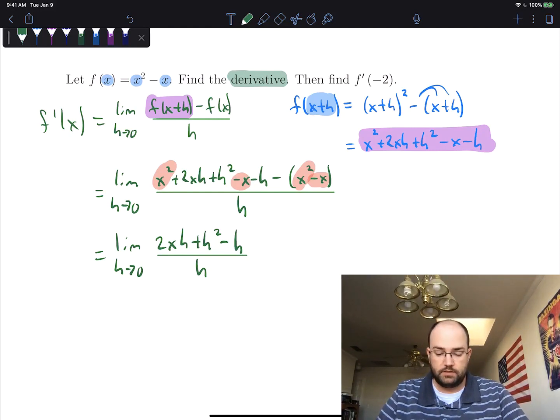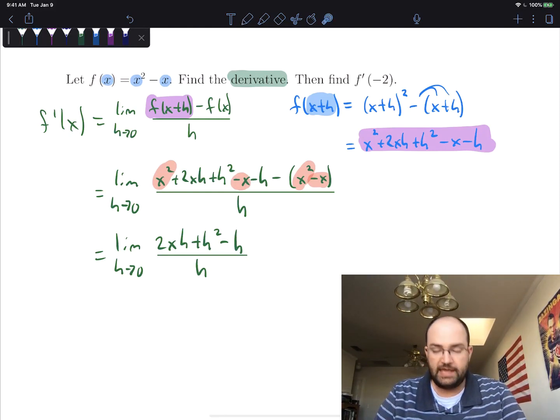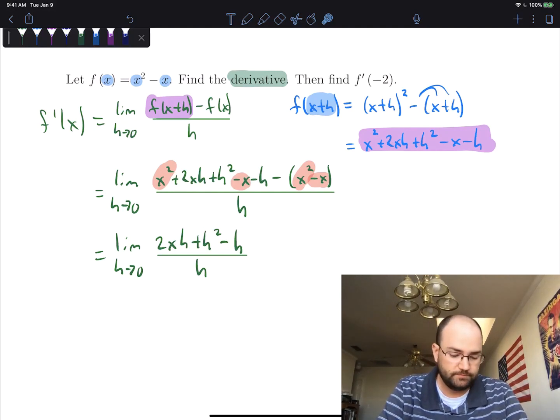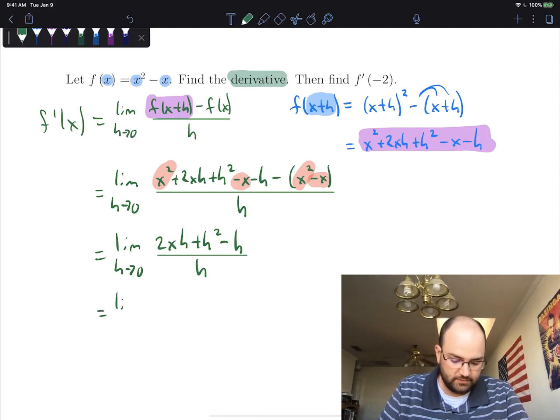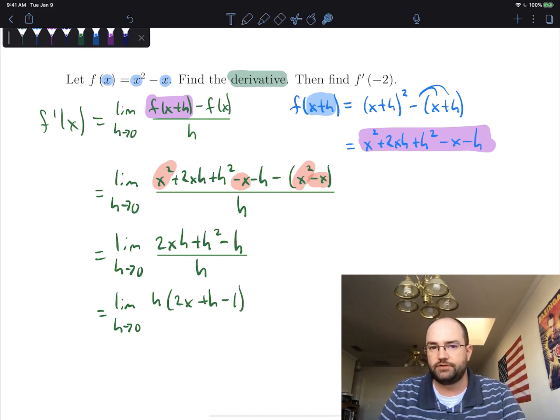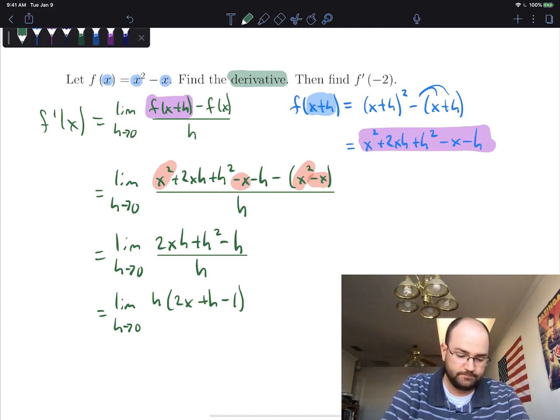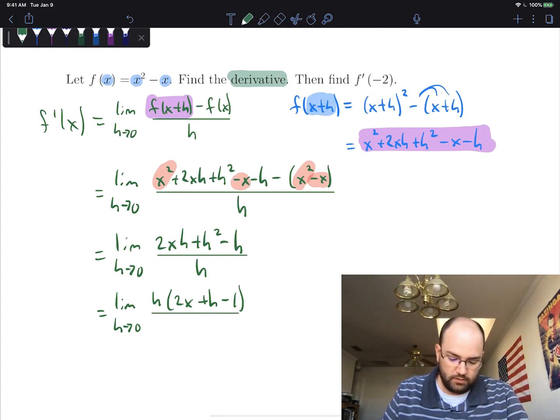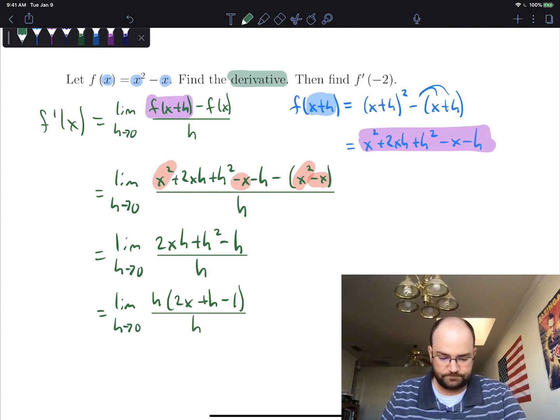Now, notice that there is a common factor of h in the numerator, just like normal. So this is going to give us the limit as h goes to 0 of h times 2x plus h, and then don't forget the minus 1 at the end. It's very easy for people to forget this term here. A lot of people do. And then all over h.